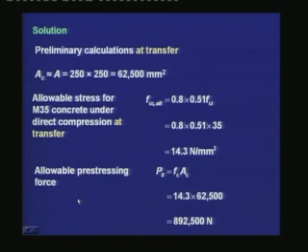The allowable prestressing force P naught is given as fc times Ac, which is equal to 14.3 times 62,500, which is equal to 892,500 newtons. Thus, we have found the upper limit of the prestressing force that can be applied at transfer.